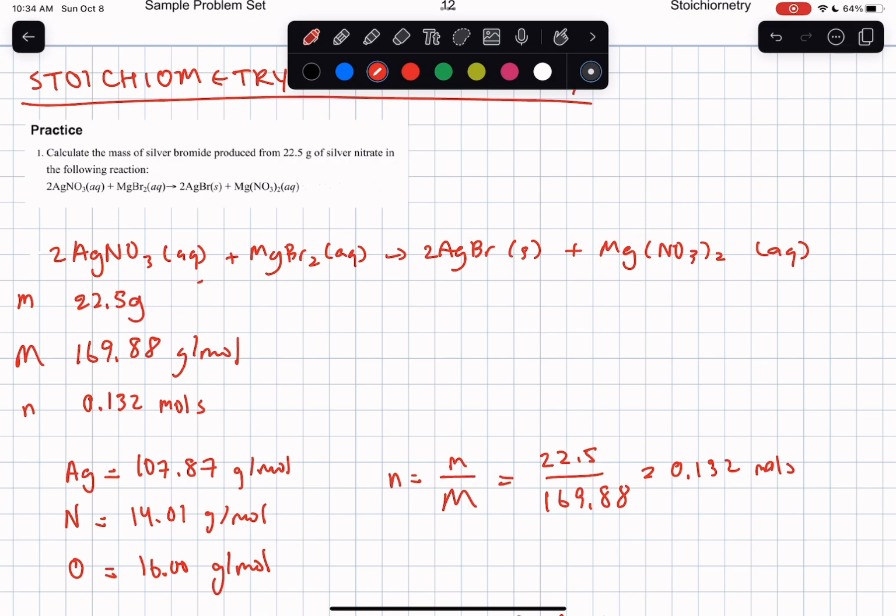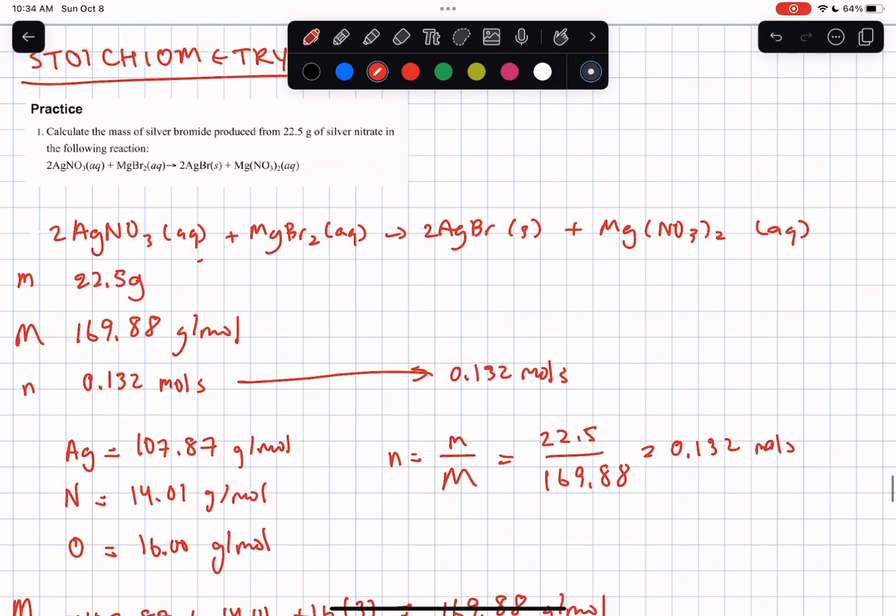Okay, so it's asking calculate the mass of silver bromide. So silver bromide is this one right here. And we look at the ratio, right? And you can see that the ratio is 2 to 2. So we don't need to change anything, and we just move the moles to here. So you have 0.132 moles as well for the silver bromide. And keep in mind also these equations are already balanced. And if you're not given a balanced equation, make sure you check to balance first, because then your stoichiometry is going to get all messed up if you don't.